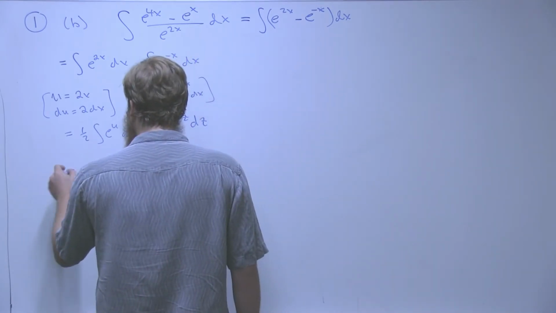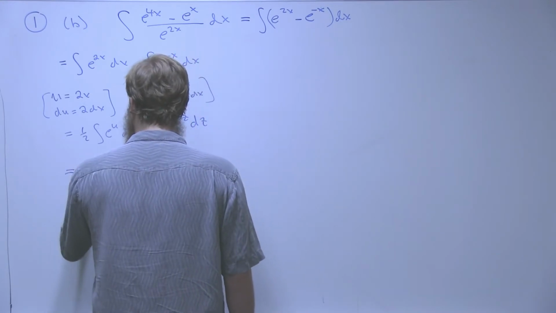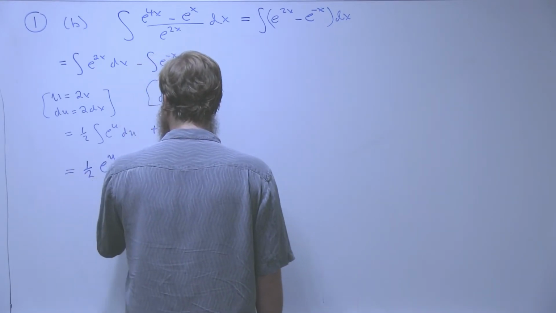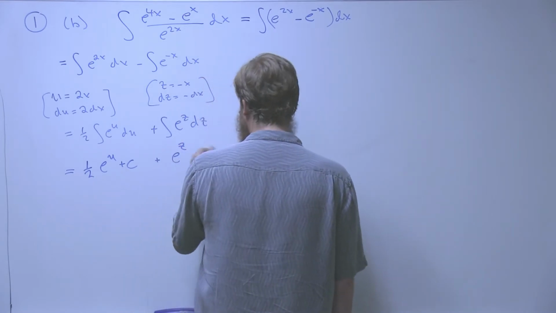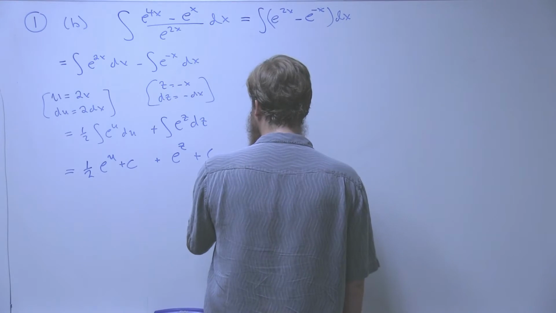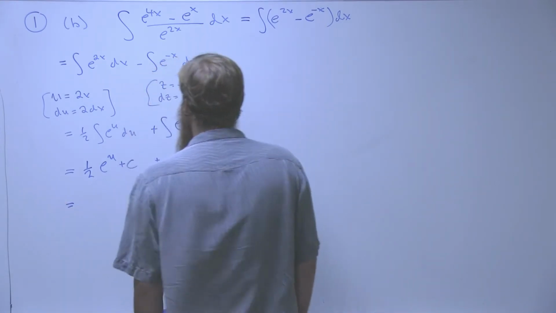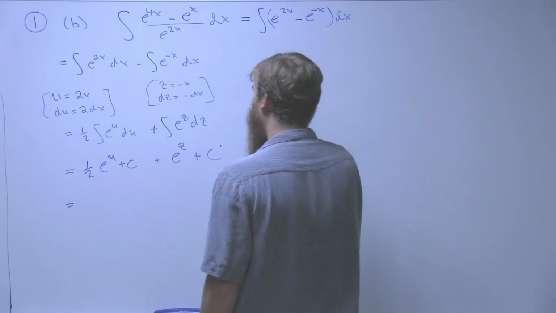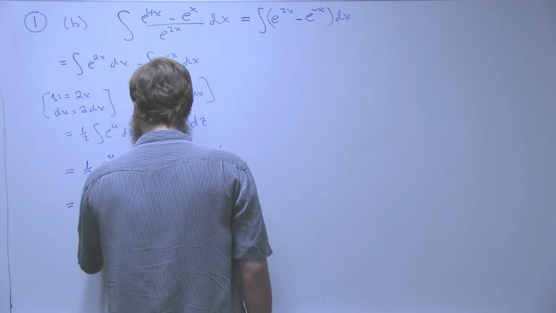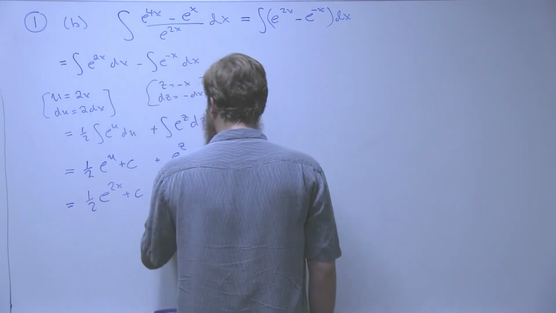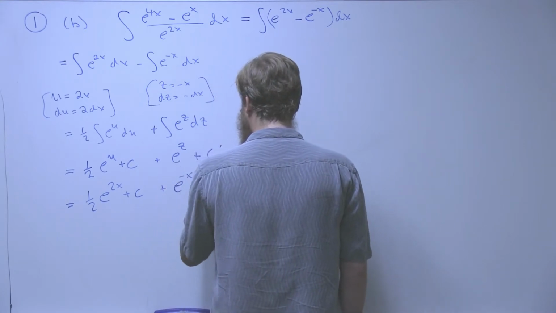Now each of these are very simple, straightforward exponentials. They have their own derivative, hence their own antiderivative. So this first guy becomes 1/2 e to the u plus c. The second guy becomes just e to the z plus c prime, say, doesn't really matter. And then we can put everything back into the original variable, which in this case was x. So u is 2x, so this is 1/2 e to the 2x plus c, plus z is negative x, so this is e to the minus x plus c prime.